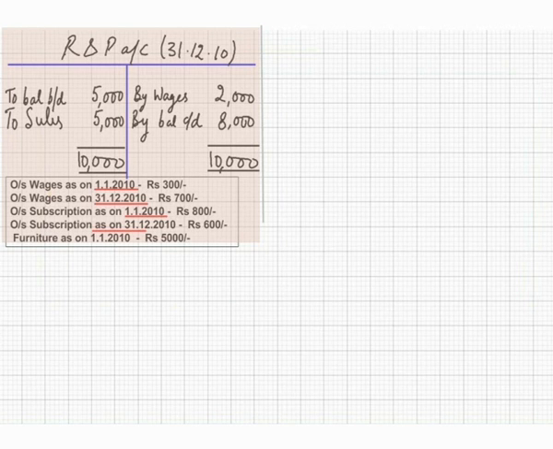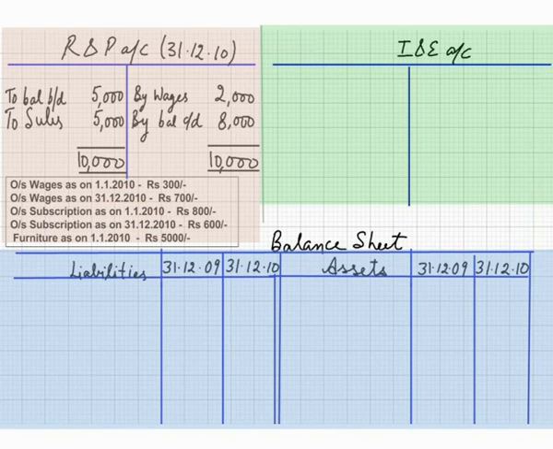When you were studying final accounts in your previous class, all the adjustments were at the end. But in this question, adjustments are in the beginning also. So let's see how to handle all these things. Prepare the format of income and expenditure account, 2 balance sheets and 1 capital account. So first of all, we'll read the adjustments.